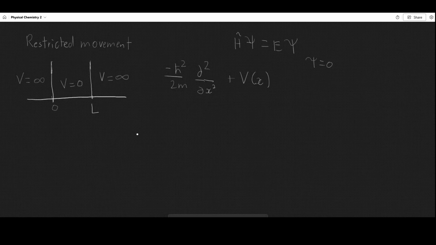And so what that implies, if you remember that probability density is psi squared, is that if we square 0, we get 0. And so we have 0% probability of finding the particle out here or out here. And that's what we want because we're assuming that these walls are completely rigid. And so that's why the potential is infinity on both sides, but 0 in the middle.